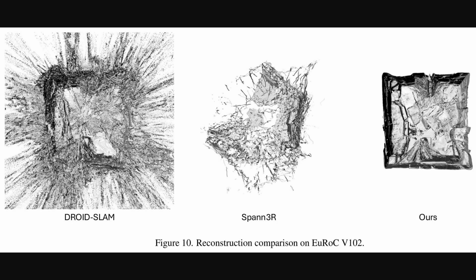Okay, and continuing that theme of reconstruction quality, this figure shifts to the EuRoC dataset. It visually compares the 3D reconstructions from DROID-SLAM, Spann3R, and MASt3R-SLAM, labeled "Ours" again. Well, you can really see the qualitative difference. MASt3R-SLAM's reconstruction looks noticeably more complete and solid compared to the others here.